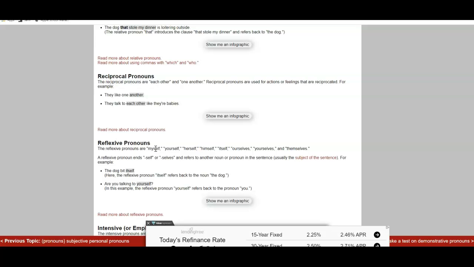Did you give yourself a massage for your birthday? Well, yourself is really talking about the you in the sentence. So it refers to another noun or pronoun. Are you talking to yourself? Yourself refers back to the pronoun you. So that's what reflexive means. Okay? All right, so that's going back over those pronouns.